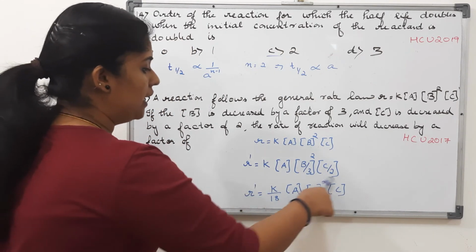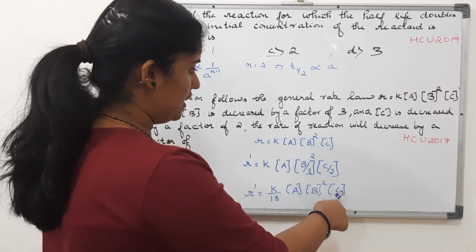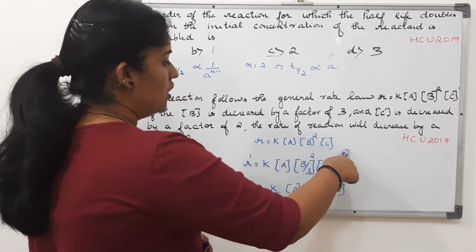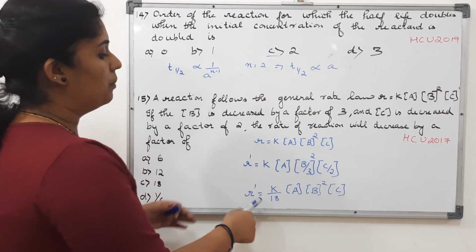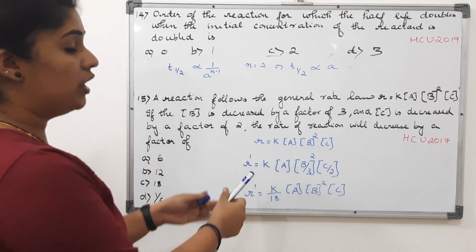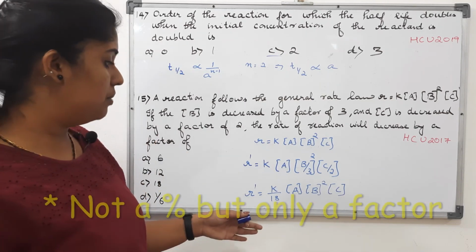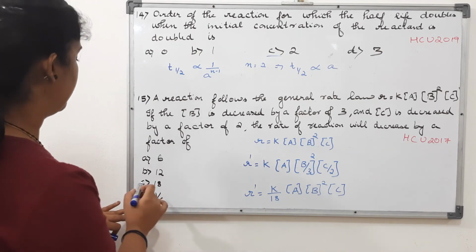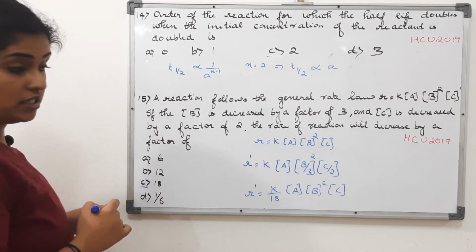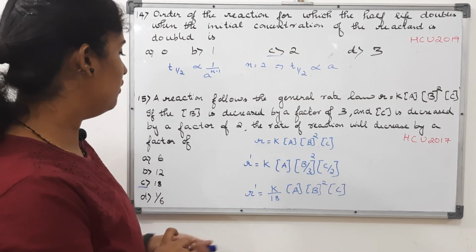So this top part, K times A times B square times C, that is my old R. The only difference is that the 1 by 18 has come. So my new R dash is now reduced by a factor of 18. So my answer is option C, 18. So it's reduced by a factor of 18.